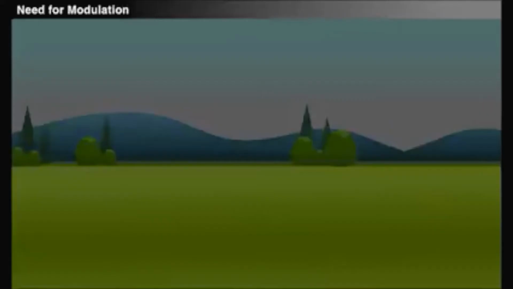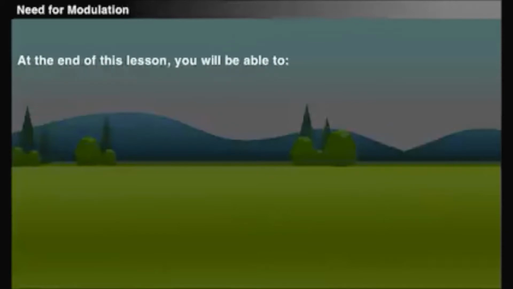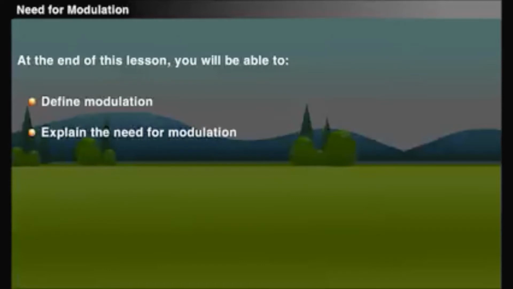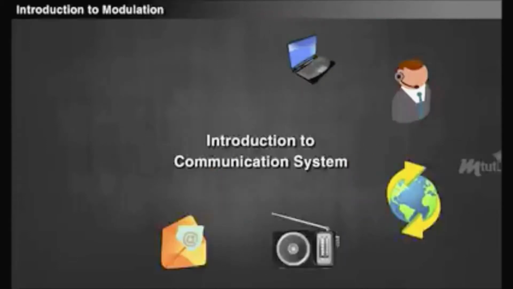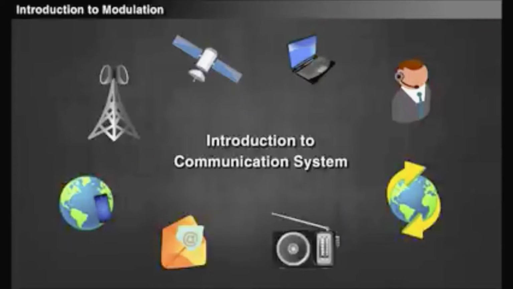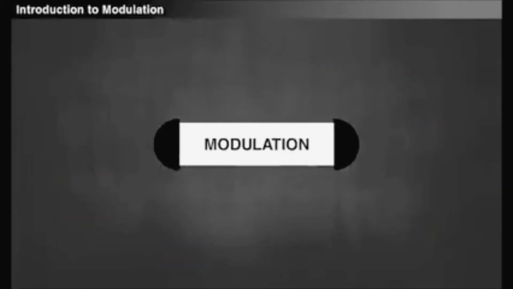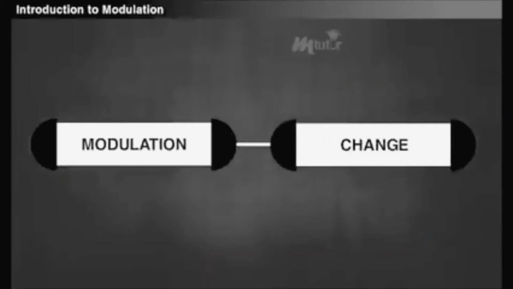Need for modulation. At the end of this lesson, you will be able to define modulation and explain the need for modulation. In the previous topic, you were introduced to the communication system. In this topic, you will learn one of the important processes used in communication system. It is modulation, which literally means change.